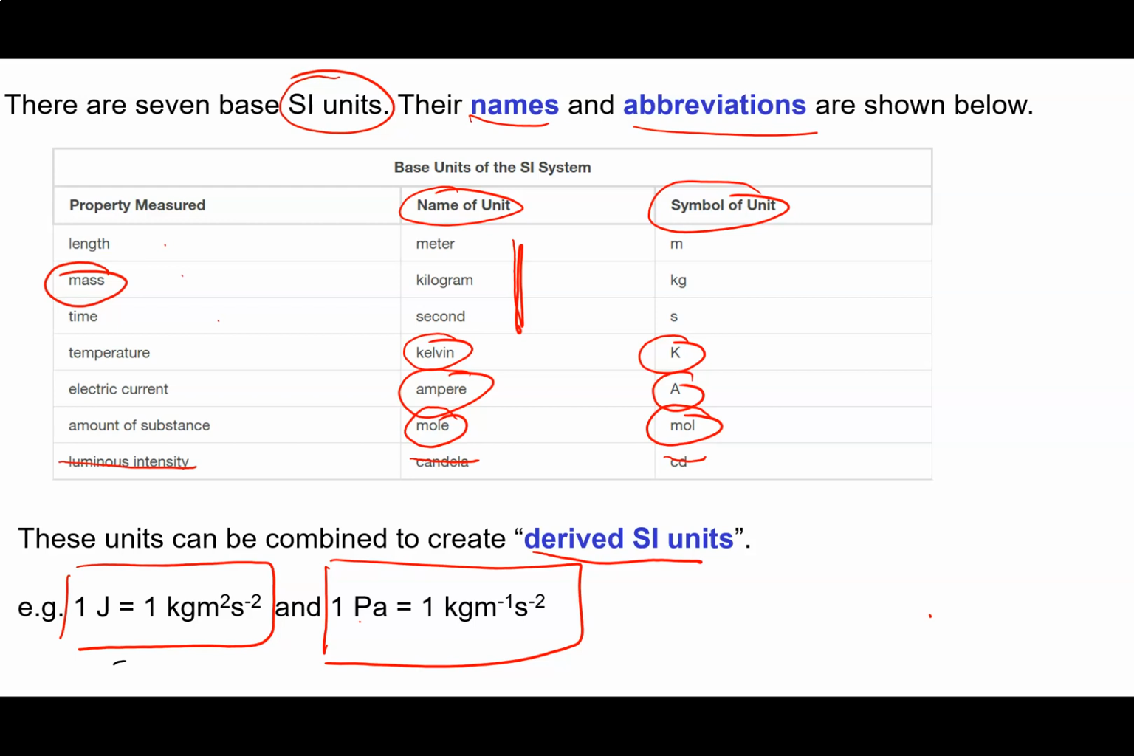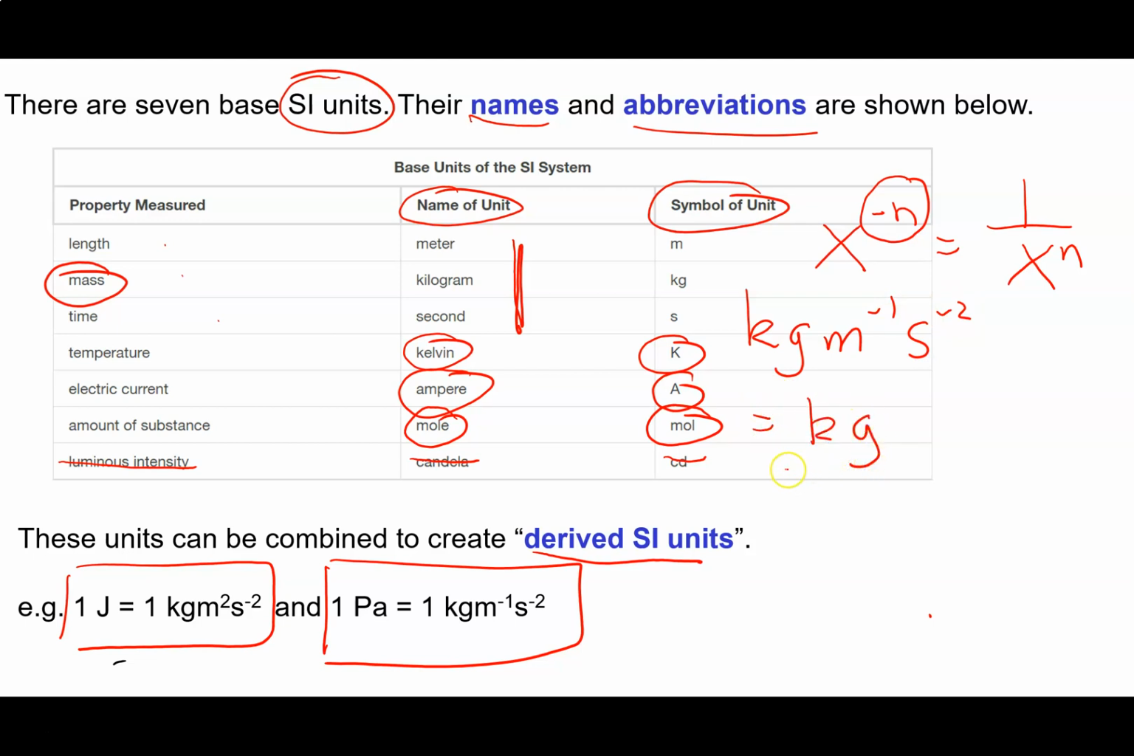Notice that you're going to be seeing a lot of people using the notation of x to the minus n interchangeably with 1 over x to the n. If I look at the units for pascals there, you can see it's written with negative exponents. So this is kilograms, meters to the minus 1, seconds to the minus 2. But it's important to realize that that might also be written as kilogram over meter second squared.